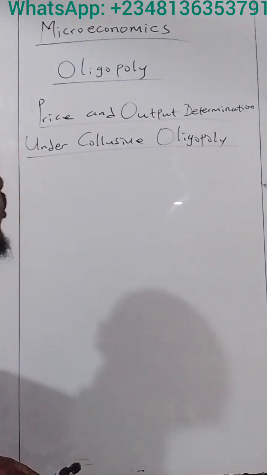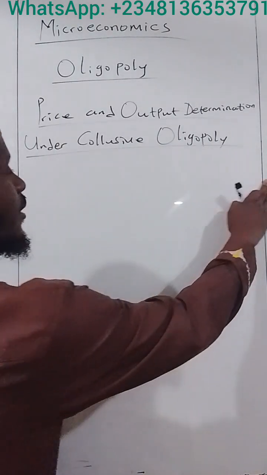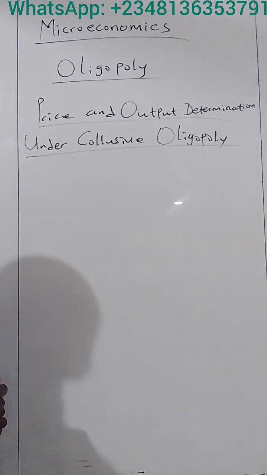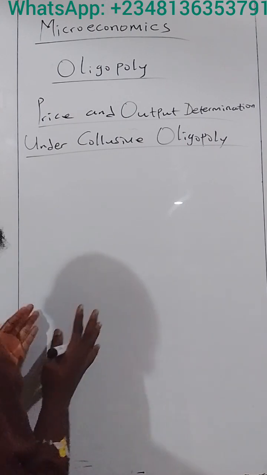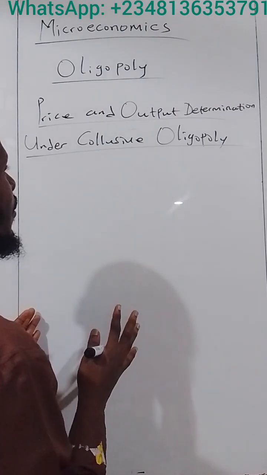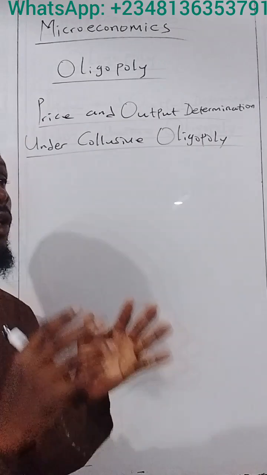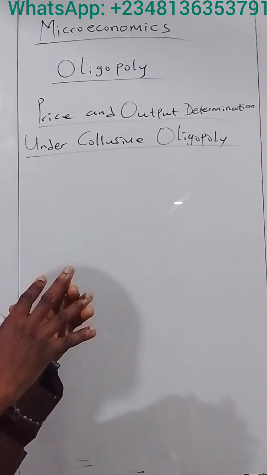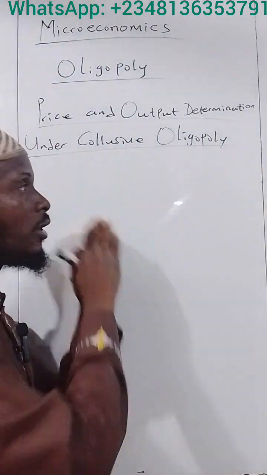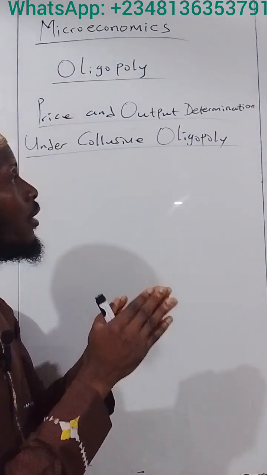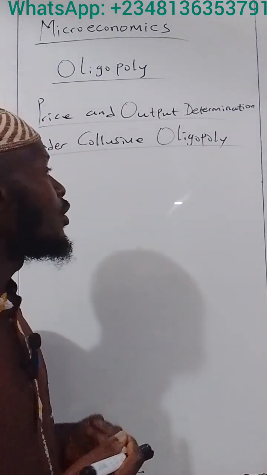How are the price and output determined under collusive oligopoly? Like I said, all the firms in this oligopoly will come together and operate as one, meaning that they migrate the market from being an oligopoly to a monopoly, because once they collude and operate as one, they will be supplying to the market jointly.